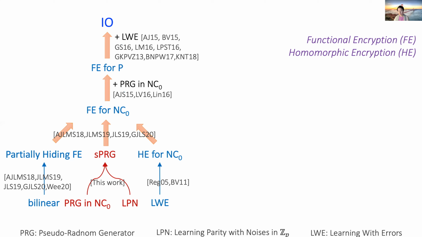From FE for NC0, we will be able to bootstrap, or rely on prior works, to obtain I/O. So in this part 2 of the tutorial, what I will attempt to tell you is how we can construct this functional encryption for NC0 from these intermediate tools.